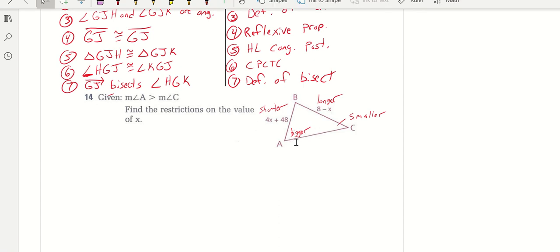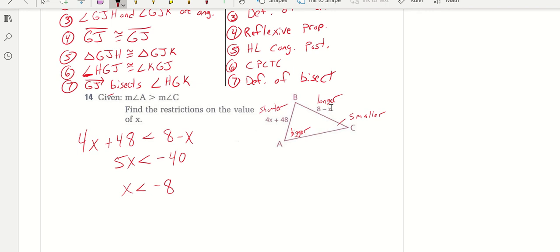is larger than the measure of angle C, so A is bigger than C. What that lets us know is the opposite side, BC, is longer than AB. Remember, the longer side is opposite the larger angle, so larger angle is A, longer side is BC, smaller angle is C, shorter side is AB. So let's find the restrictions on the value of x. First off, 4x plus 48 has to be less than 8 minus x. We solve for x, and we see that x is less than negative 8, but there's more.